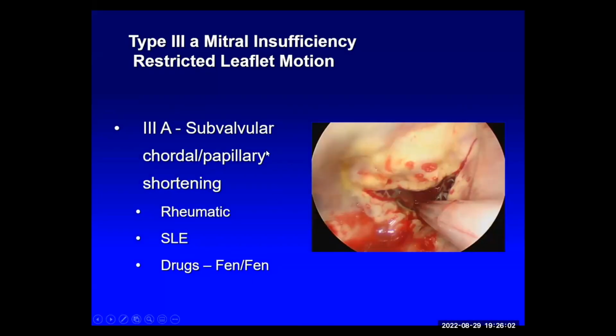Type 3A is restricted leaflet motion because of problems with the cords or the papillary muscles. Usually rheumatic, the vast majority, sometimes other diseases like lupus or sometimes pharmaceutical. I have to say I haven't seen any of those ever.